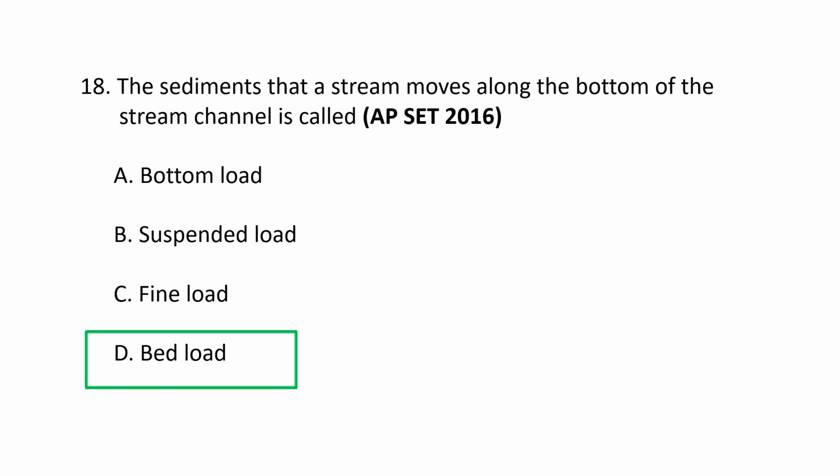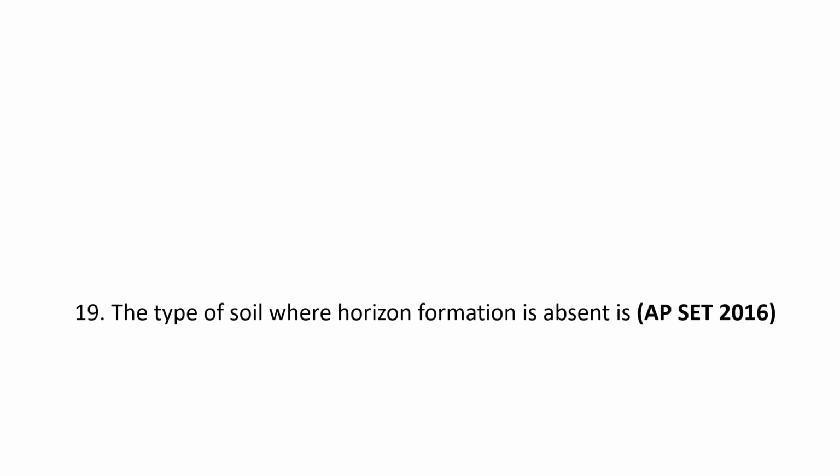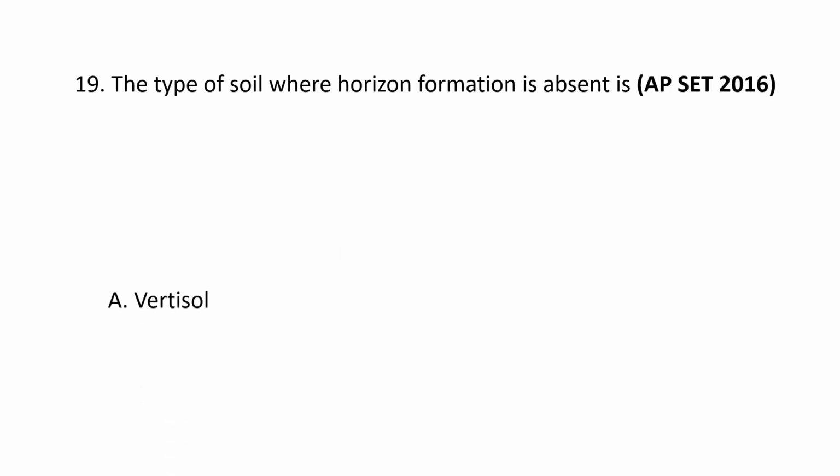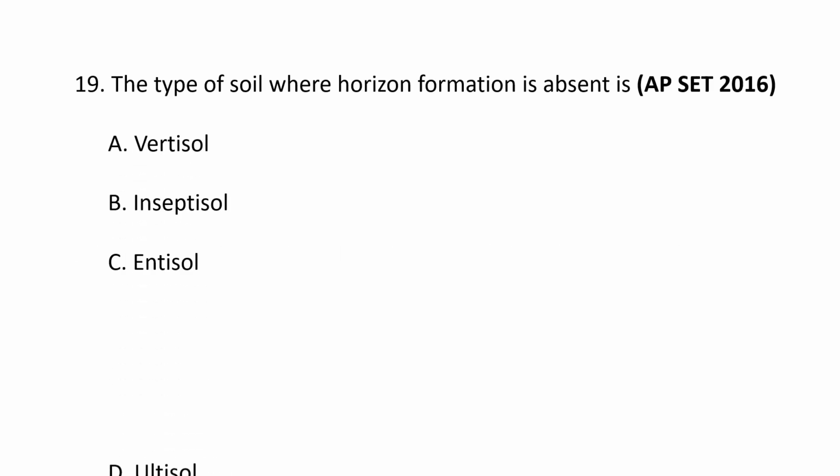D is the correct option. Next question. The type of soil where horizon formation is absent is A. Vertisol, B. Inceptisol, C. Entisol, and D. Ultisol. The correct option goes as C.